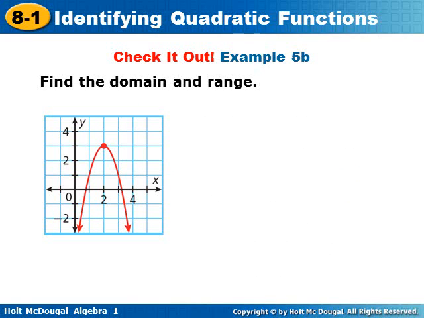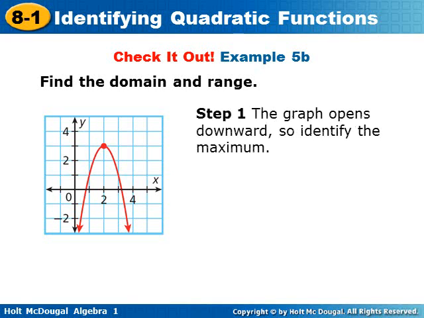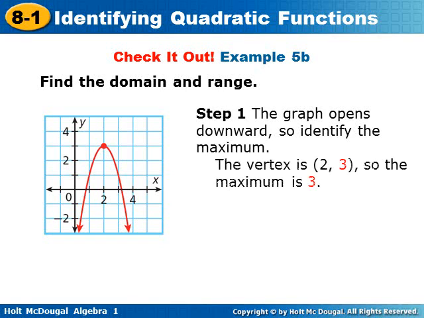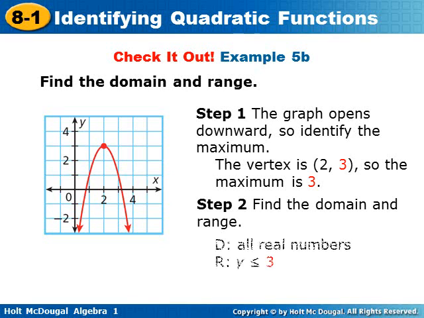Here's another one for you to try. Find the domain and range. Step 1, the graph opens downward, so you need to identify the maximum point. The vertex is at 2, 3, so the maximum value is 3. Step 2, find the domain and range. So the domain, since not stated otherwise, is all real numbers, and the range then is less than or equal to positive 3.